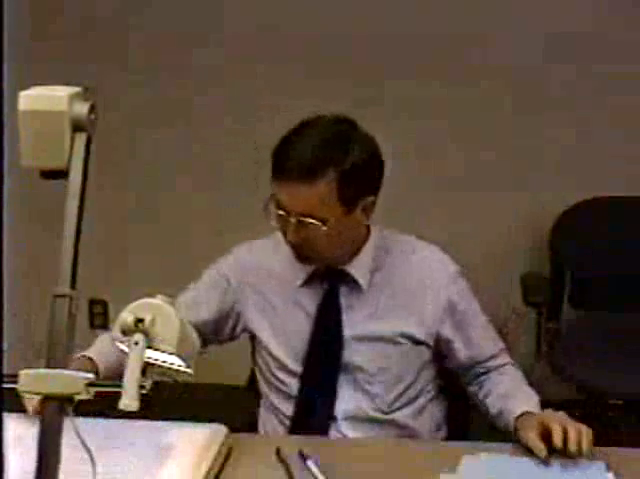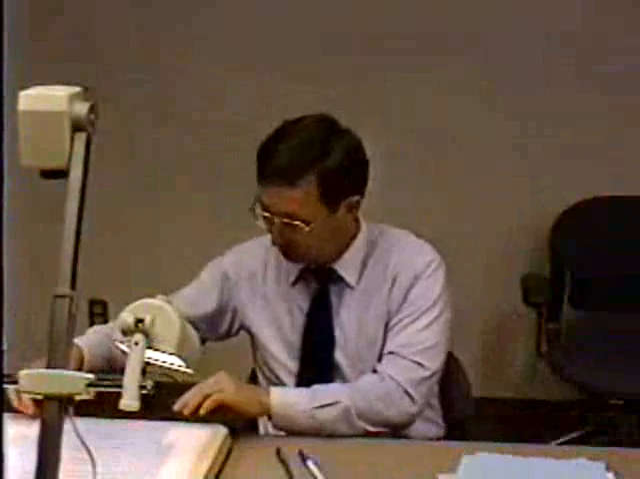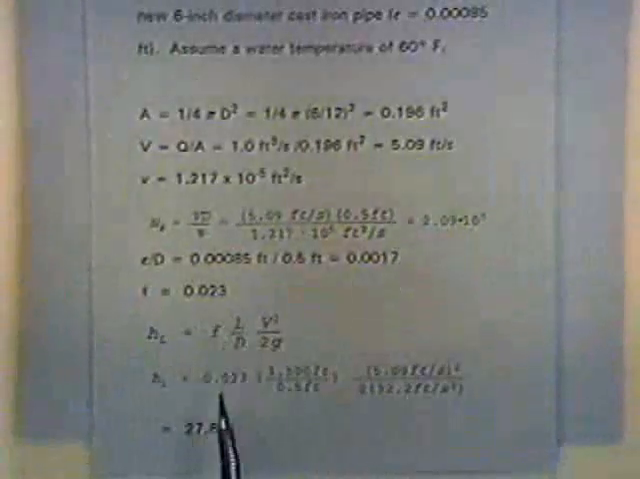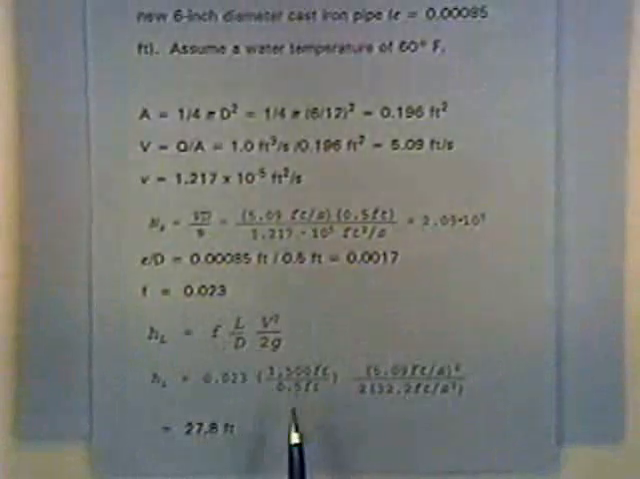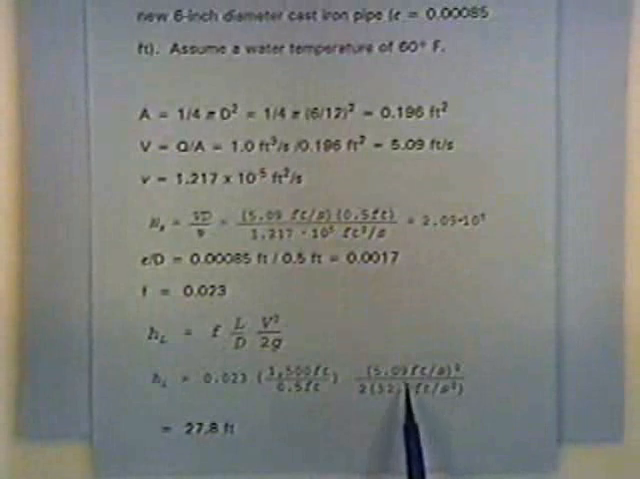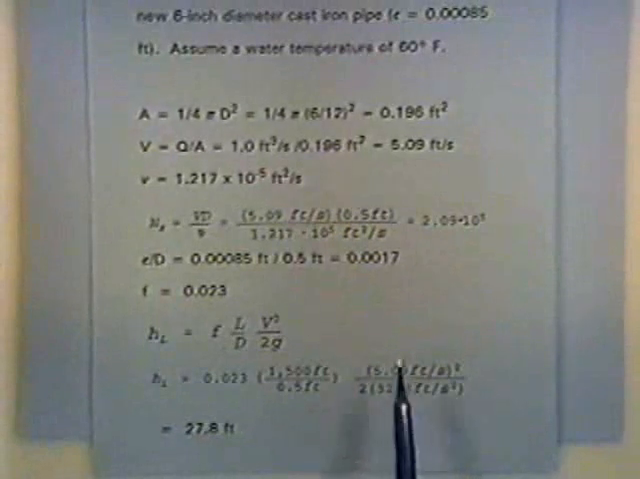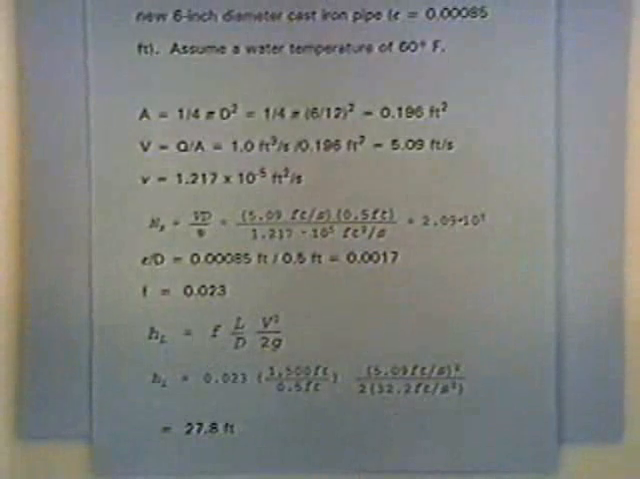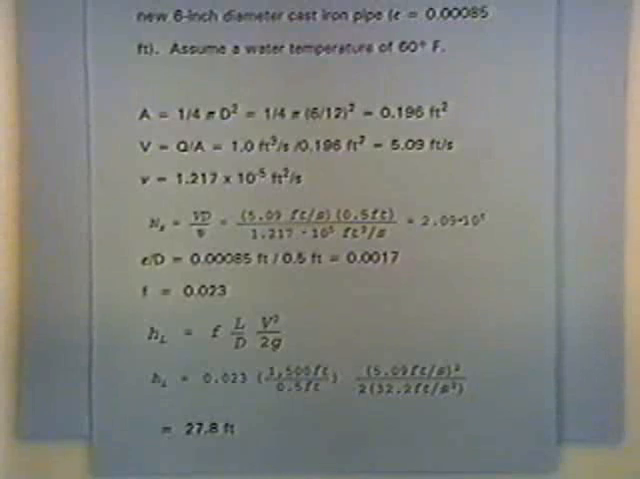Okay, so we can take the number and plug it into the formula. I'm going to raise this just a bit. Our estimate of the friction factor of 0.023 from the Moody diagram, plug it in for F, plug in the given length and diameter of the pipe. We need the velocity head. We've computed the velocity above. Plug it in. Acceleration of gravity is 32.2 feet per second squared, and we estimate our head loss to be 27.8 feet.